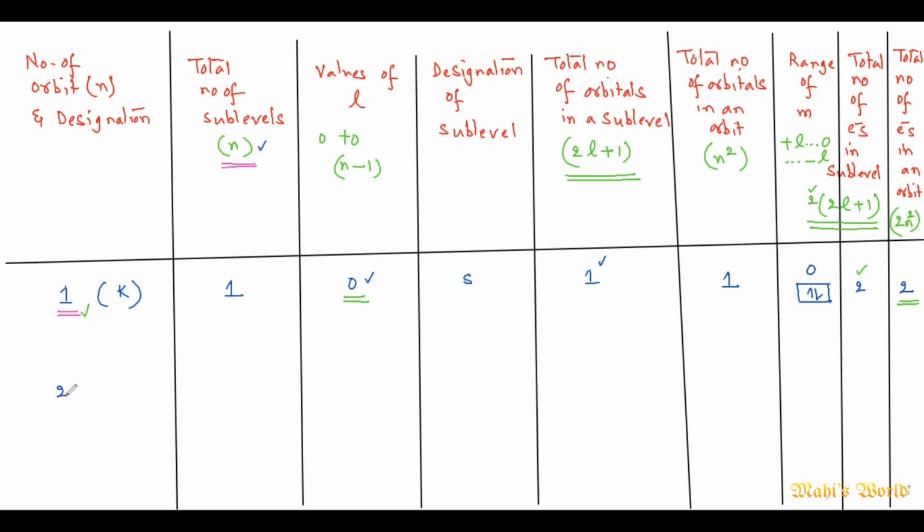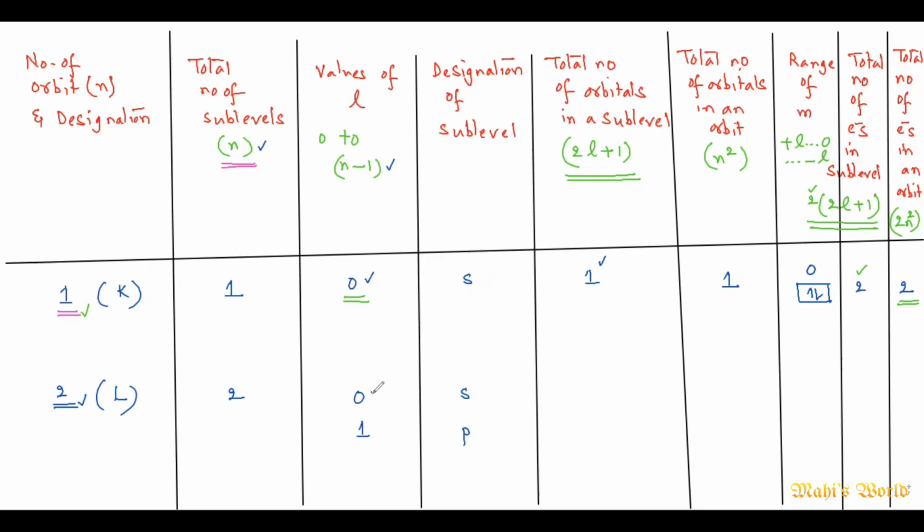Let me go for the second orbit. The designation given to the second orbit is L shell. The number of sublevels is equal to the value of n. So let me write 2. But what are they? 0 and 1, because it is 0 to n minus 1. Now when L is equal to 0, we call it S sublevel. And when L is equal to 1, we call it P sublevel. These are the designations given to the two sublevels, S and P.